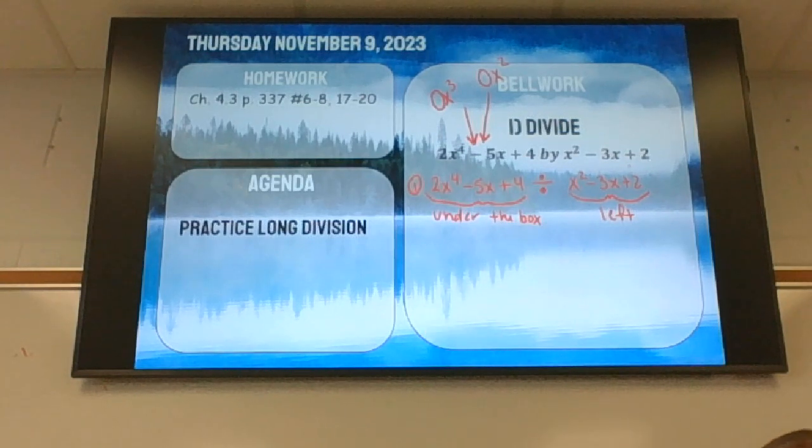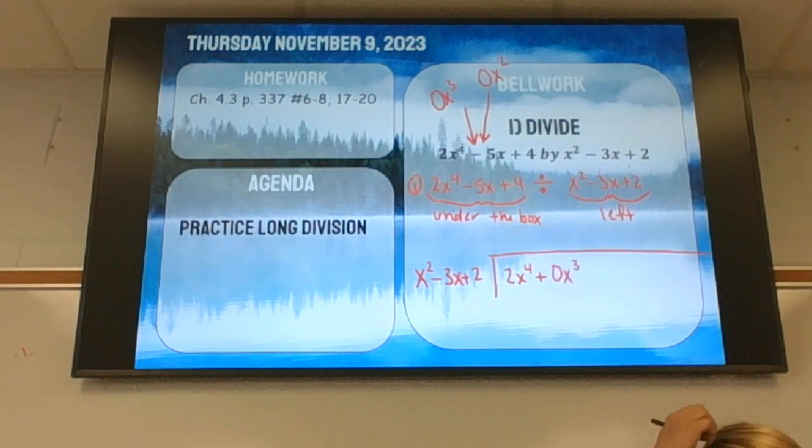So this is how I'm going to set it up. I'll do x squared minus 3x plus 2. Great big old bar. 2x to the fourth. I'm going to put 0x to the third. Since there isn't an x to the third, I'll put a 0 in there, and that'll make sure everything lines up. And I'll also have to put in a 0x squared, a minus 5x, and a plus 4. Now it's set up to get to work.